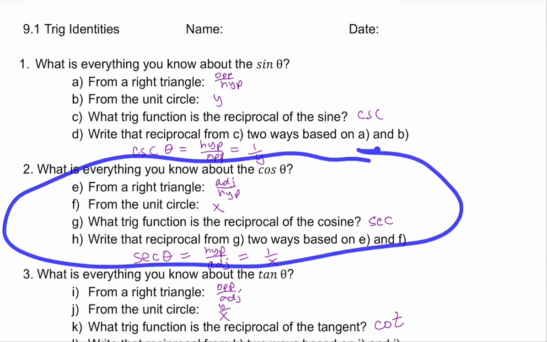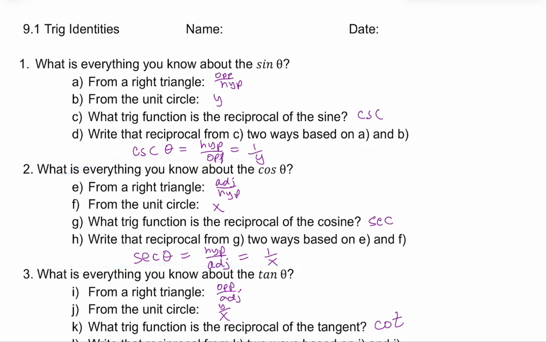Cosine is adjacent over hypotenuse. On the unit circle, it's x. The reciprocal is the secant. So secant can be written as hypotenuse over adjacent or 1 over x.